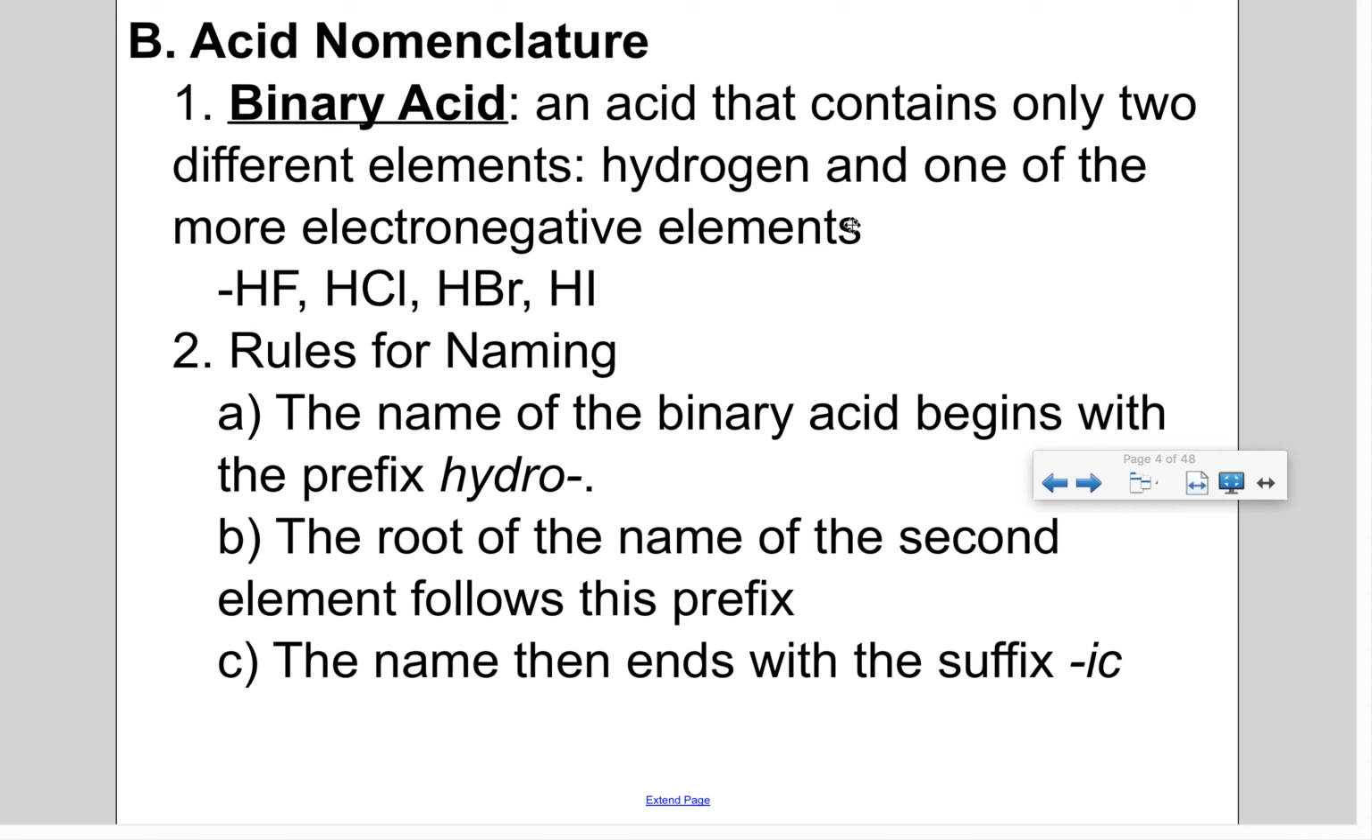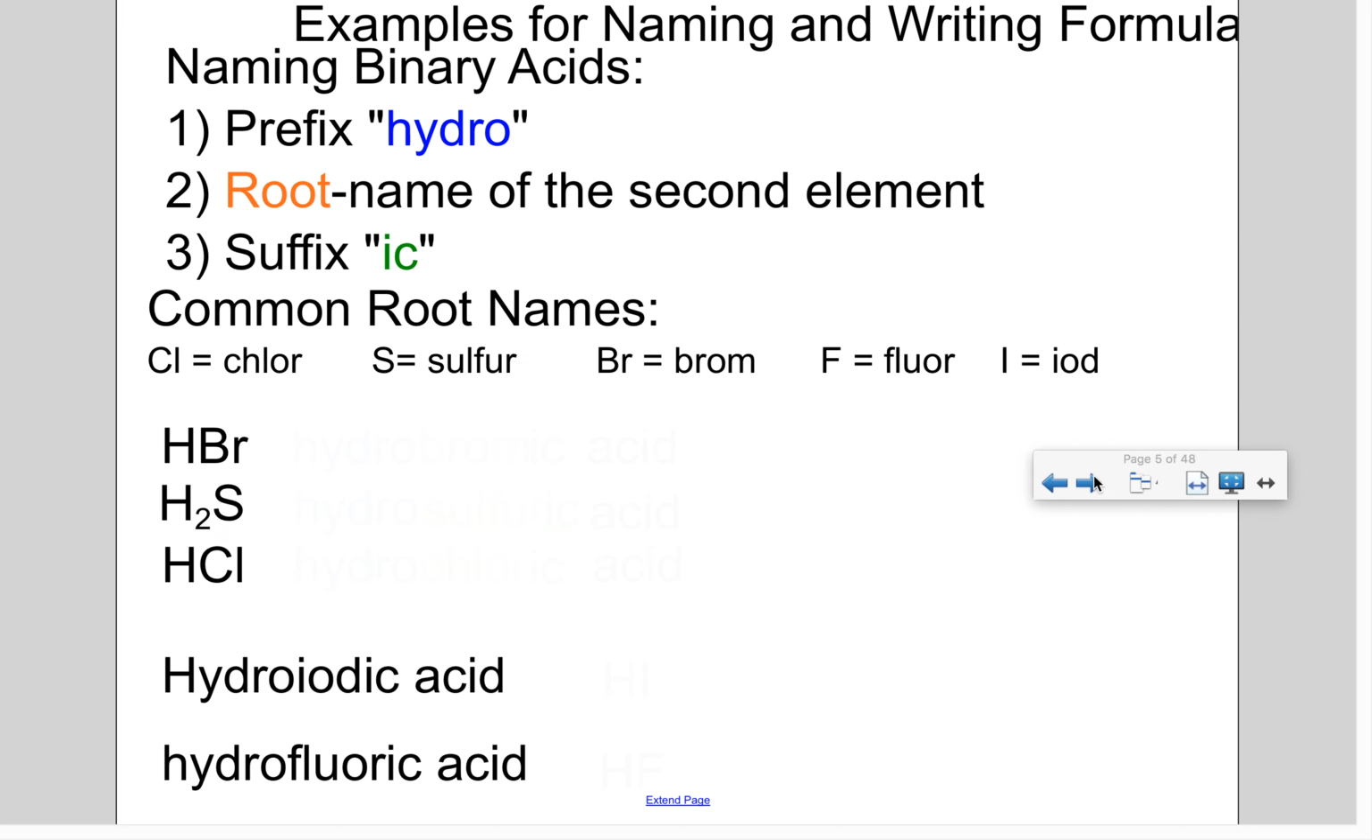So we start off with hydro. Then the second part is the root name. The root name is basically the second element, and then you end it with ic, and then obviously acid. So here are the rules. Here are some common root names. Chlorine is chlor, S is sulfur, Br is brom, F is fluor, and then I is ide.